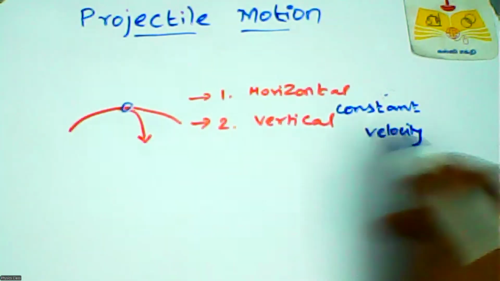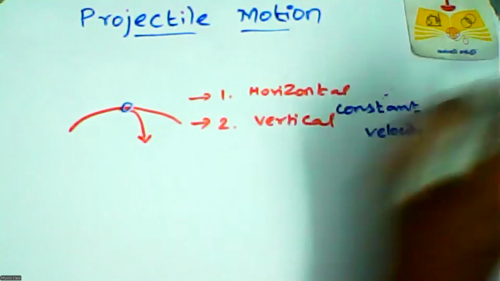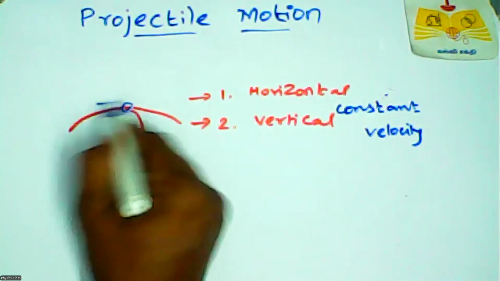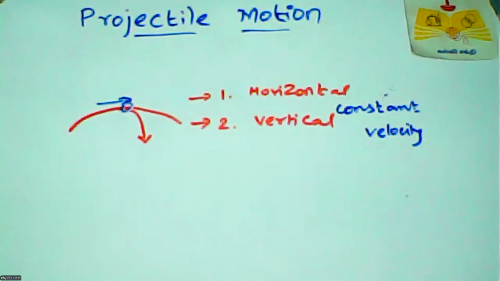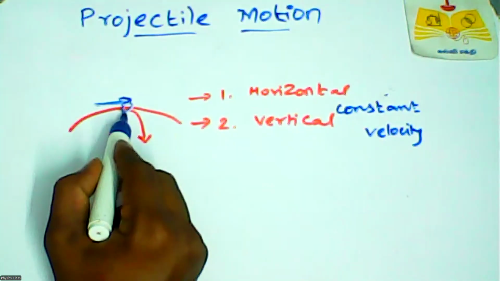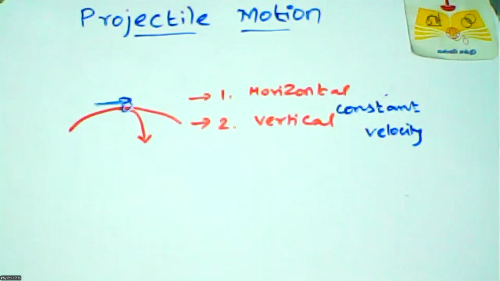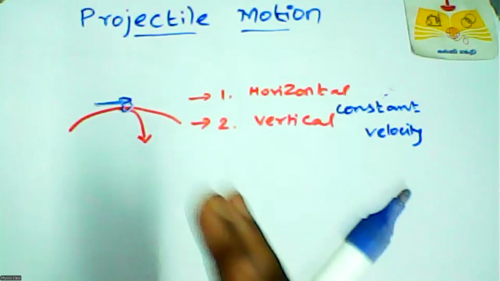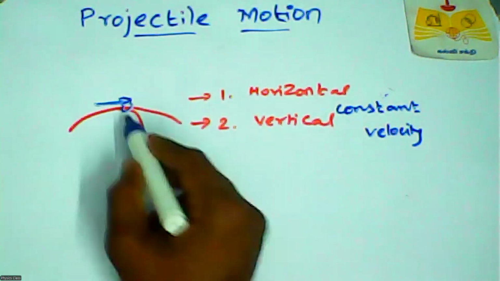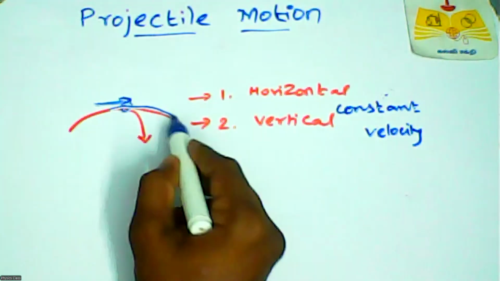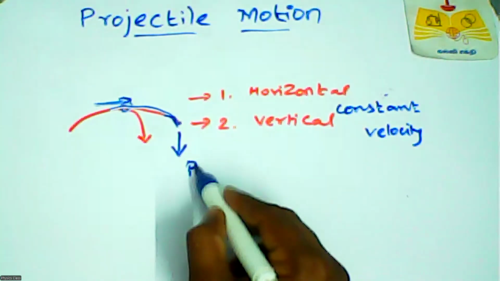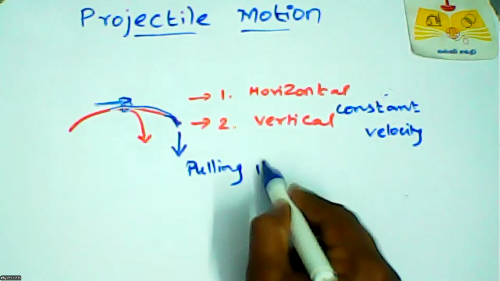Horizontally, that object moves at a constant velocity because nothing pushes that ball or stone sideways. Only the gravitational force is acting on it. Then vertically, it is accelerated under gravity. That gravity is pulling it downward.